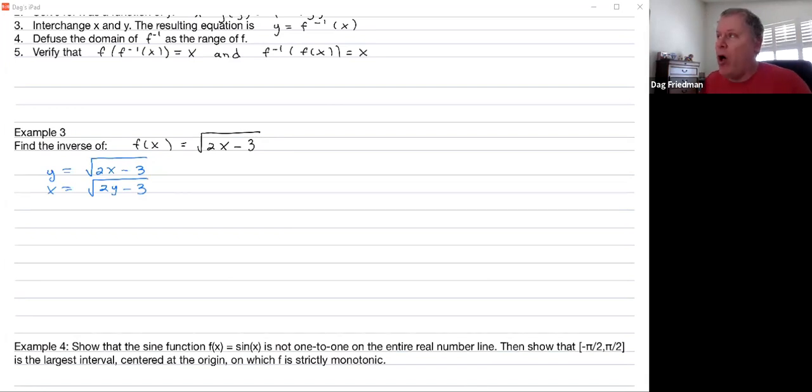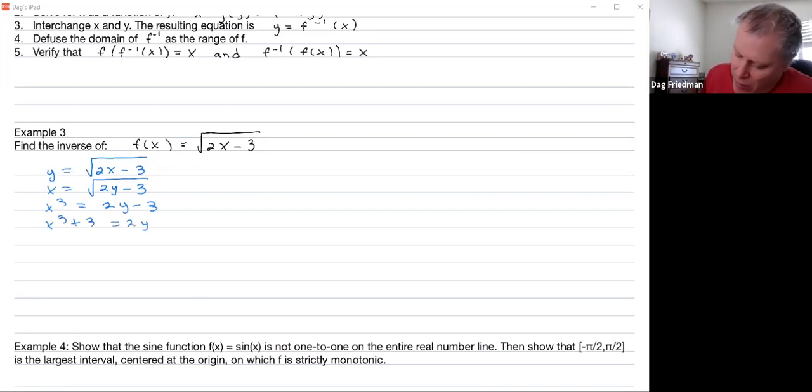From here on out, all we are going to do is solve for y. So y on one side, everything else on the other. I'm going to cube both sides. X cubed equals 2y minus 3. Add 3 to both sides, so x cubed plus 3 equals 2y. If you don't mind, I'm going to rewrite. So this is 1/2 times (x cubed plus 3) equals y. And then I'm just going to write it as the inverse. This is just something we tend to do, we put it in proper notation. And we get this.